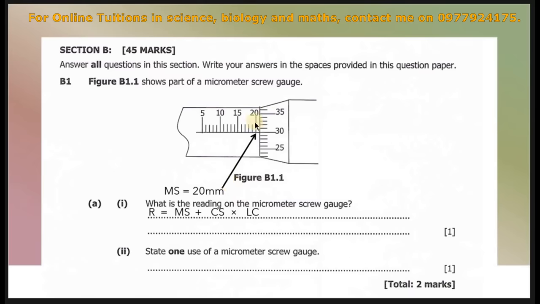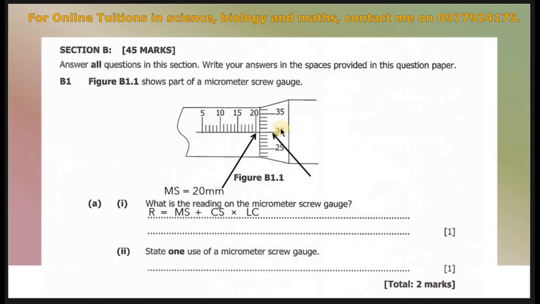By default, if you have not indicated the units here, then the default one will be millimeters. So this one is 20 millimeters. The next, you read the circular scale. Where do you take the reading on this line that aligns itself with the reading on the main scale? This line and this line here, they align as though it's one line. That's where you take your reading from.